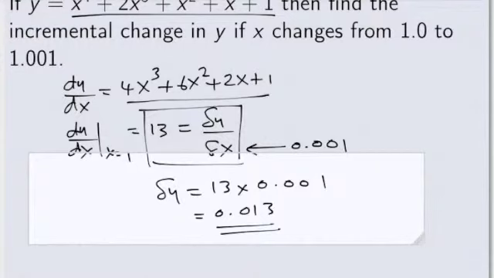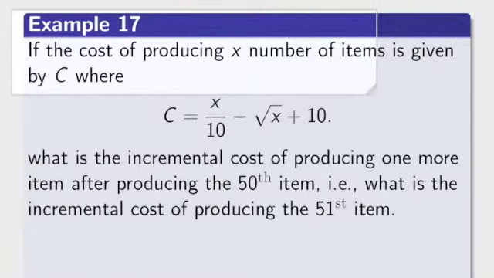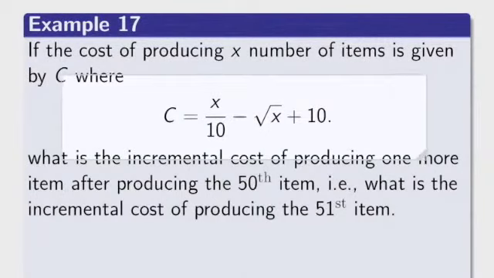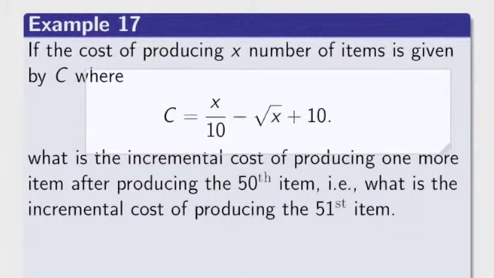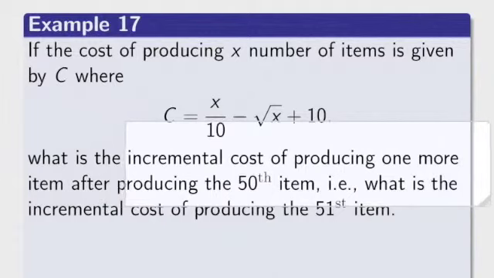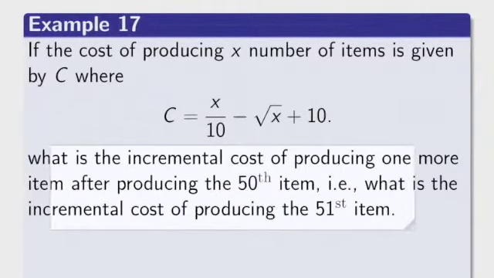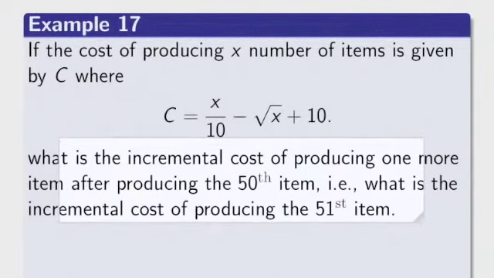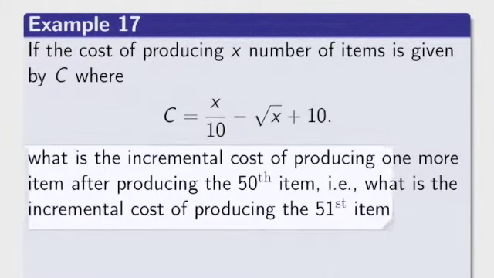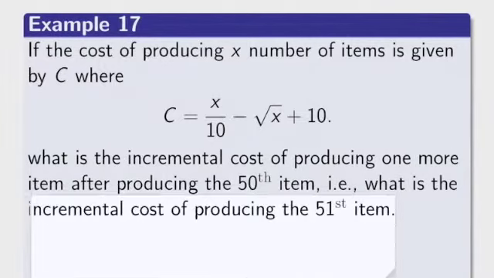So let's look at another example, example 17. If the cost of producing x number of items is given by C, where C is equal to x on 10 minus square root x plus 10, then what is the incremental cost of producing one more item after producing the 50th item? That is, what is the incremental cost of producing the 51st item?